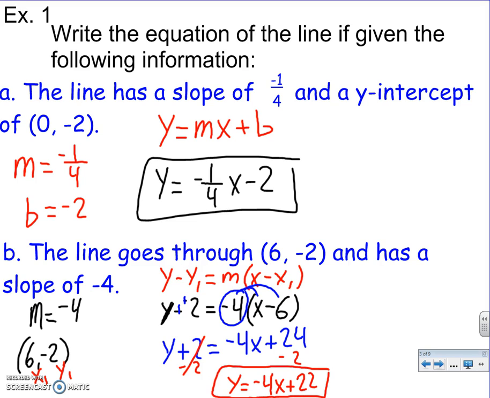Alright, so again, if you have the slope and you have the y-intercept, use slope-intercept form. If you have the slope and just a random point, do point-slope form.